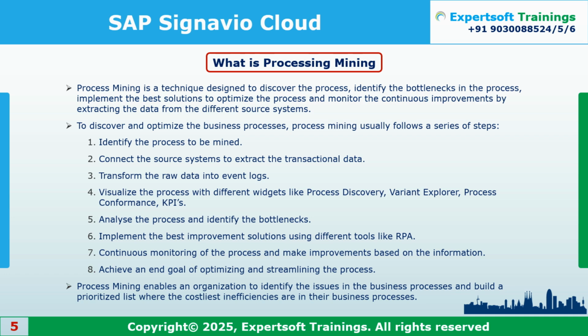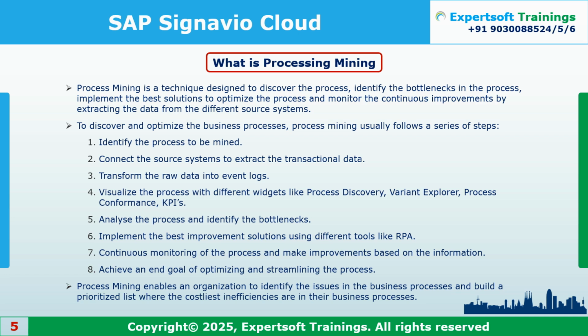Based on identifying the bottlenecks in the process, businesses can start implementing the respective solutions to optimize their process. After adopting the respective improvement solutions, they can monitor their process continuously, how their process is performing, and over a period of time, how they are improving their process. Okay, how can they do that?